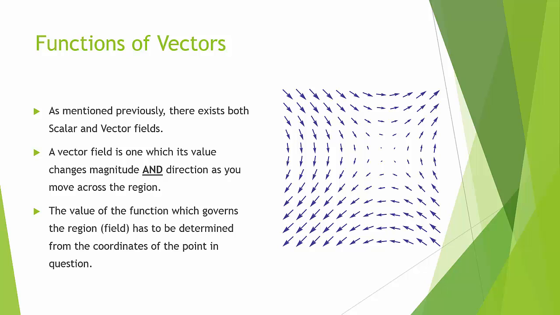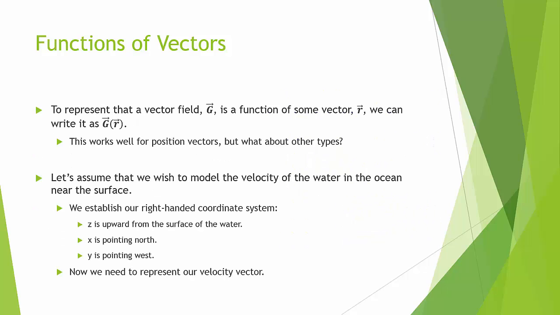So if I tell you, what's the value at (0, 3, 1), then you have to use 0, 3, and 1, so x is equal to 0, y is equal to 3, z is equal to 1, in your function to be able to find the value. To represent this vector field, which we're going to generalize as g, as a function of some position vector r, we write it as g of r, just like with functions in algebra, like f of x. And like I said, from previous lectures, we learned that r is a position vector.